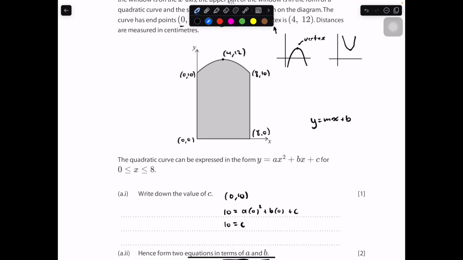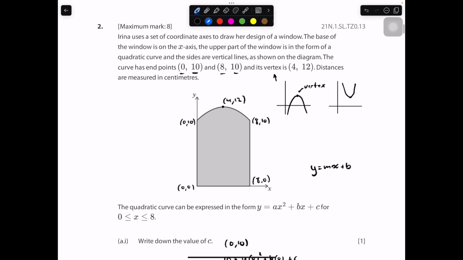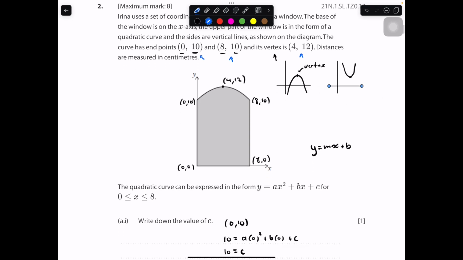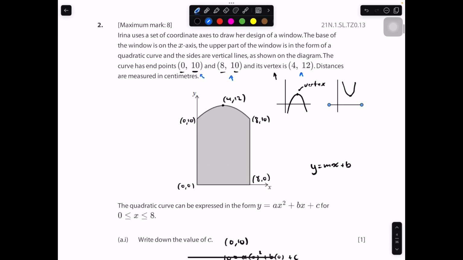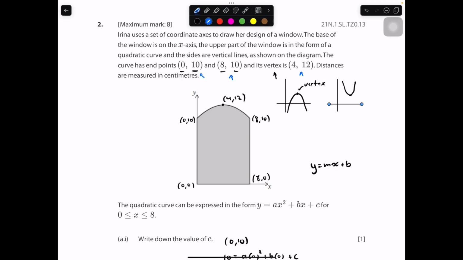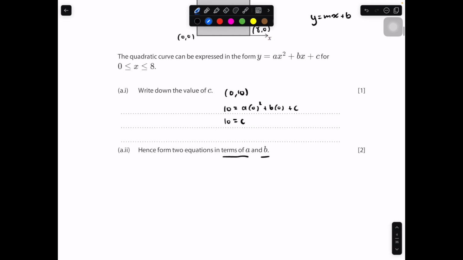Well, what did they give us? They gave us these sets of xy values. So to write another equation in terms of a and b, we can just substitute these other 2 points. So 8 and 10, where x is equal to 8 and y is equal to 10. So let's do that. And let's use this equation right here.